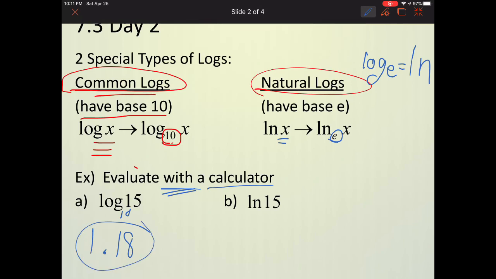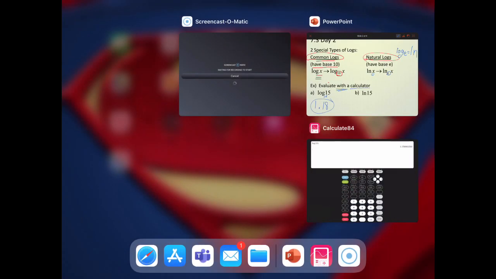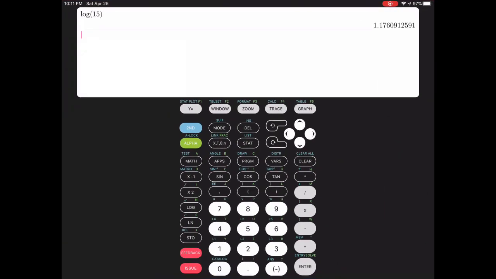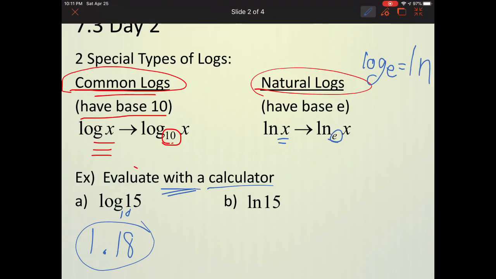The natural log of 15, again, in your calculator, the natural log is ln, right next to 4 and right below log. I'll just put 15 in, press enter, and you get 2.71 rounded. So that's how you do it with a calculator. Super easy, super convenient and fast, no big deal. You just type it out and you press enter.